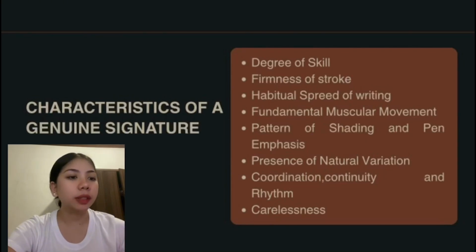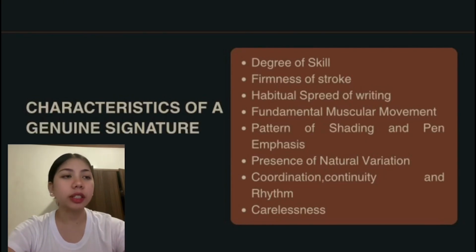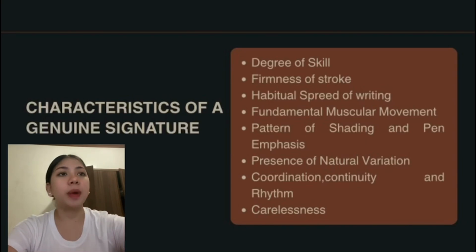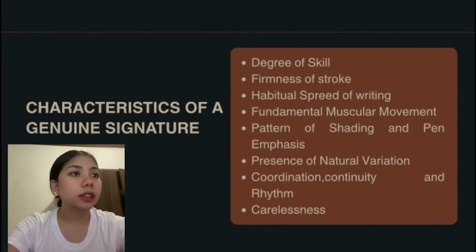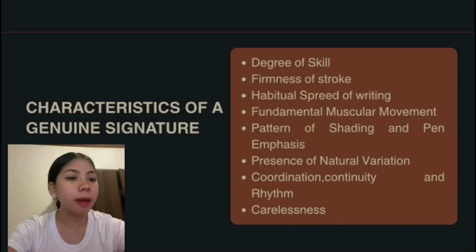So, in two signatures, di ba sa signature na to is bisag ikaduhaon na to kay dili jud siya the same. Naay small differences. Normal lang na siya. But ang overall style niya is naga-remain gyapon siya nga consistent. Last is sunod is coordination, continuity, and rhythm.